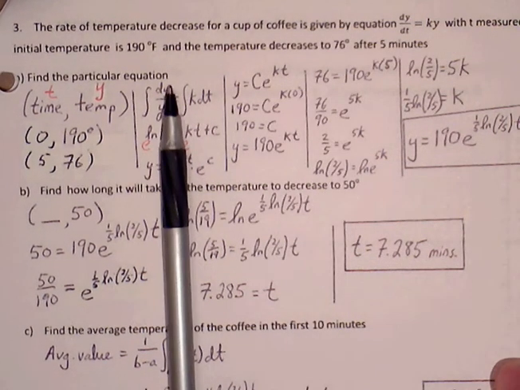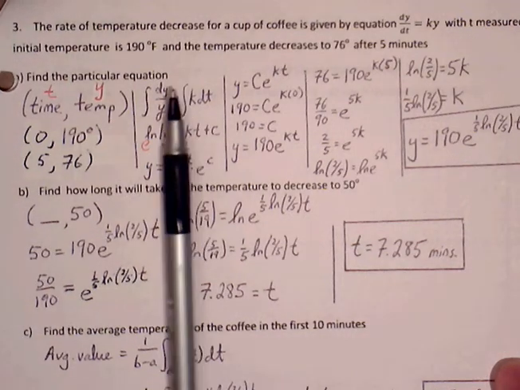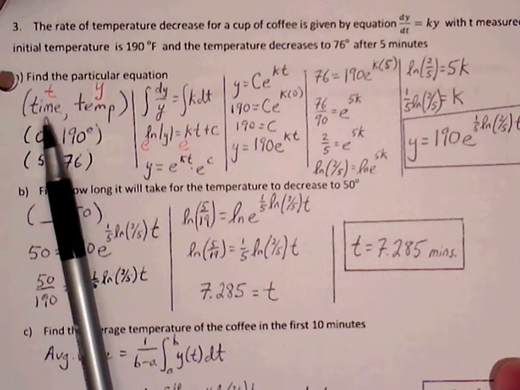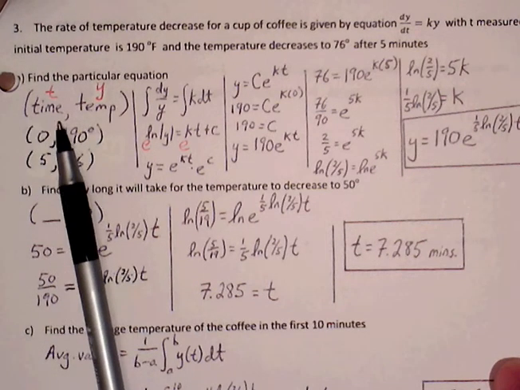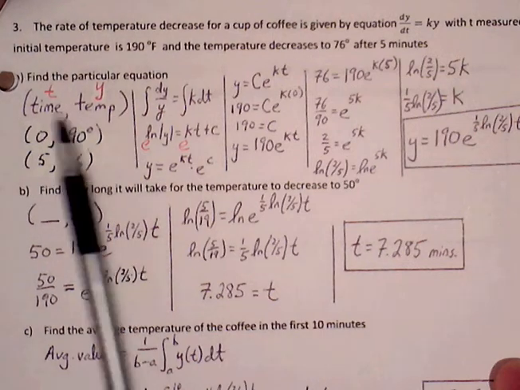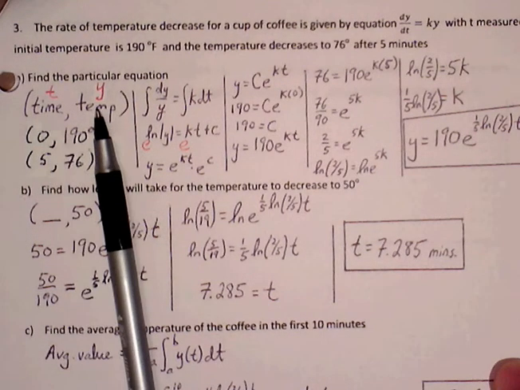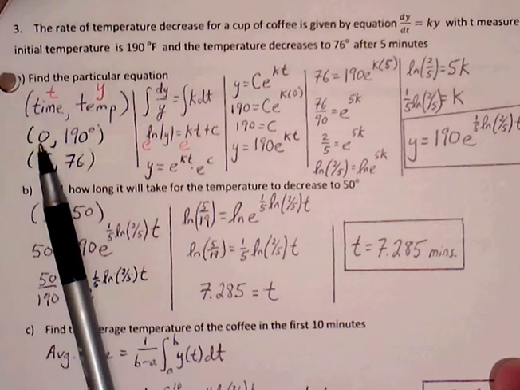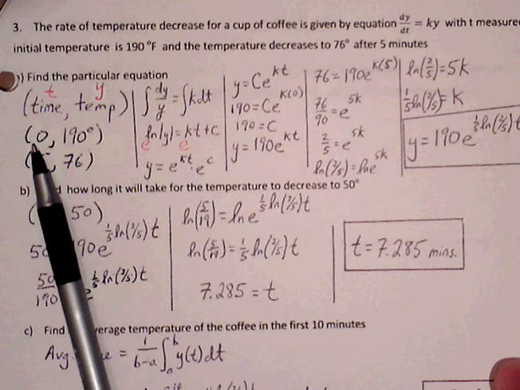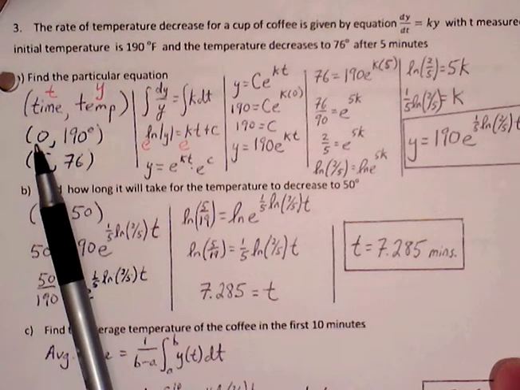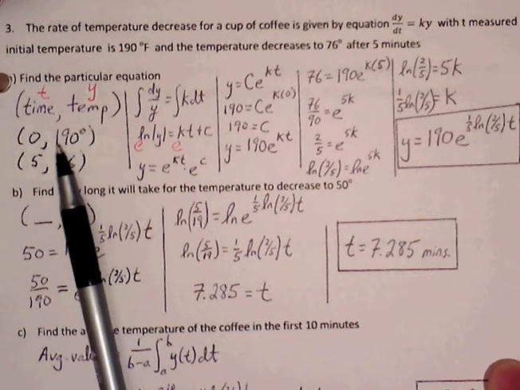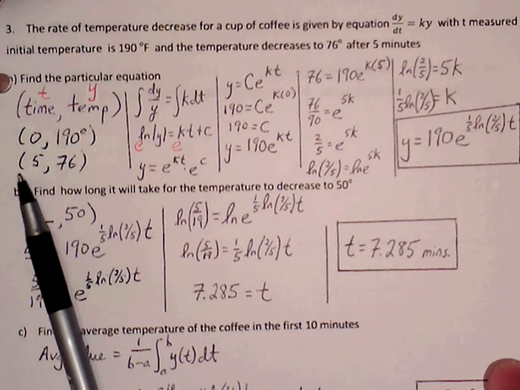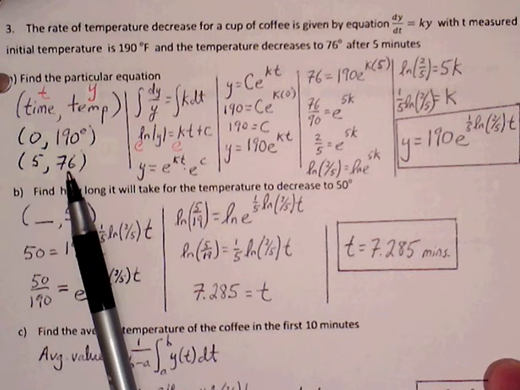Find the particular equation. So let's create our ordered pair and identify the independent and dependent variable. We know that time is the independent variable and temperature is the dependent, t representing time and y representing temperature. Okay. So we can identify some ordered pairs here. We know that initially at time 0 minutes, the temperature is 190 degrees Fahrenheit. And we also know that after 5 minutes, temperature is going to decrease to 76 degrees.